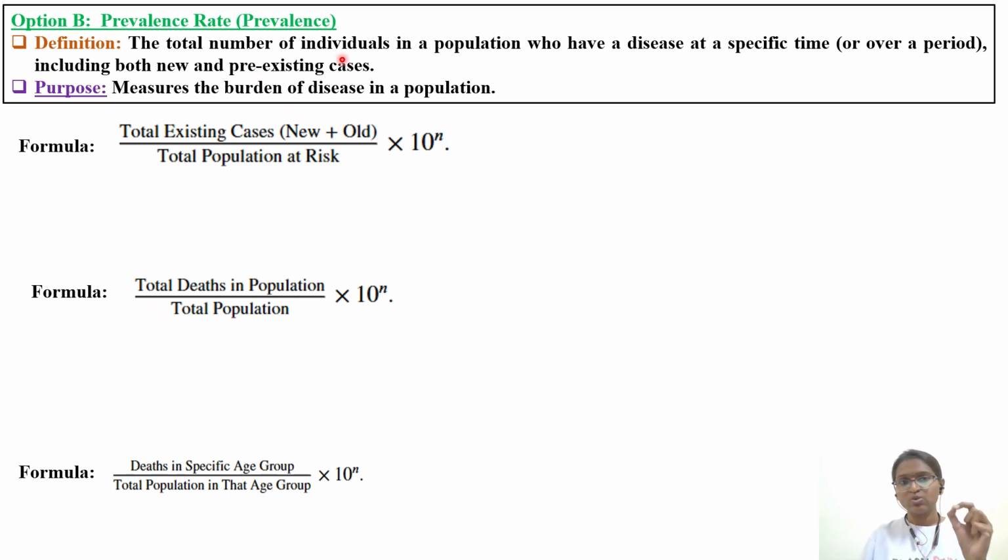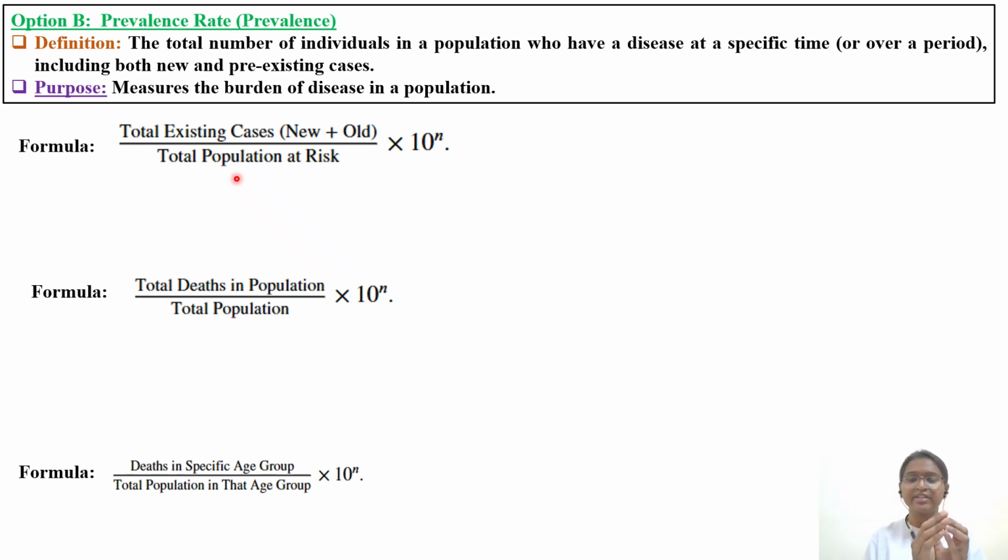Prevalence rate is the total number of individuals in a population who have a disease at a specific time or over a period of time, including both new cases as well as pre-existing cases. Majorly, prevalence rate is used to measure the burden of disease in that particular population. The formula is total existing cases, historically old cases as well as new cases, that is new cases plus old cases, divided by the total population at risk.